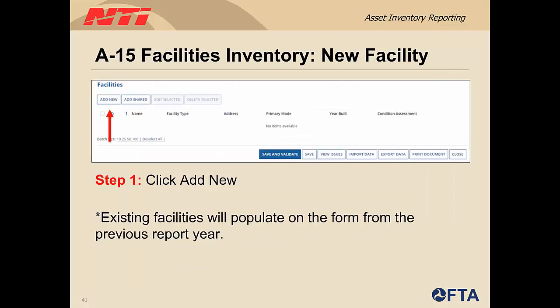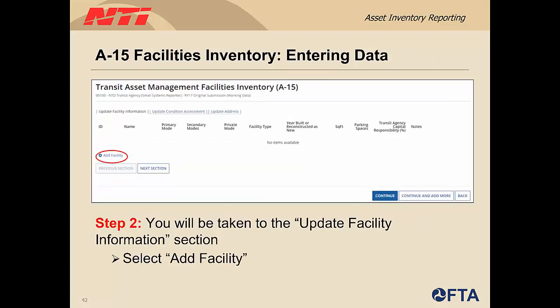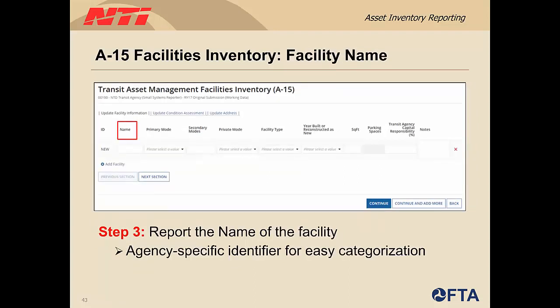To add a new facility on the A15 form, you will first click on the Add New button at the top left. Then you will click on the Add Facility link that's shown here in the red circle. This will then allow you to start entering data for the facility. The first field is going to be the facility name. Here's where you can enter an agency-specific name for the facility that will help you identify the entry.